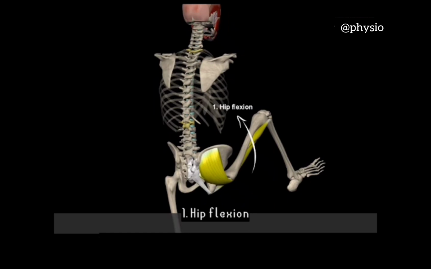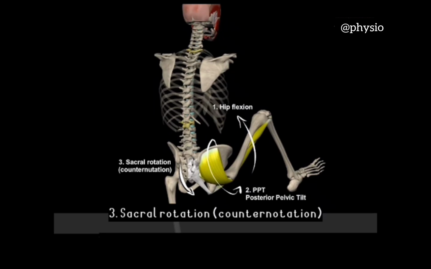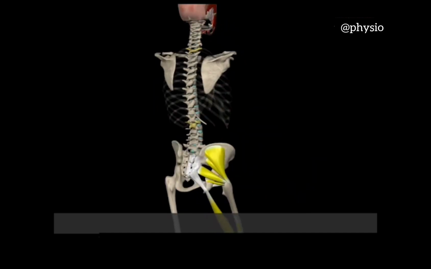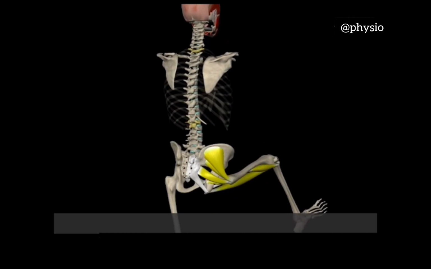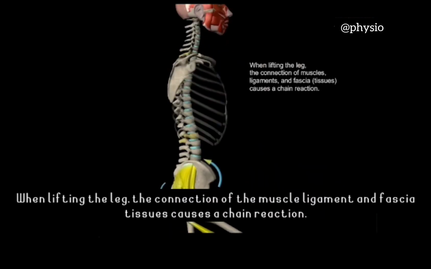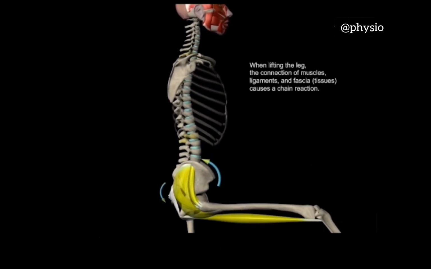1. Hip flexion. 2. PPT, posterior pelvic tilt. 3. Sacral rotation, counter-nutation. 4. Flattening of the lordosis. When lifting the leg, the connection of the muscle, ligament and fascia tissues causes a chain reaction.